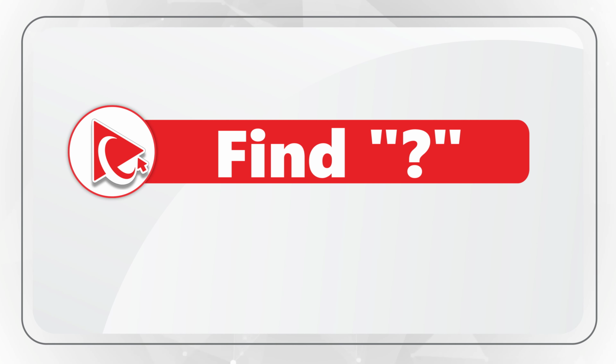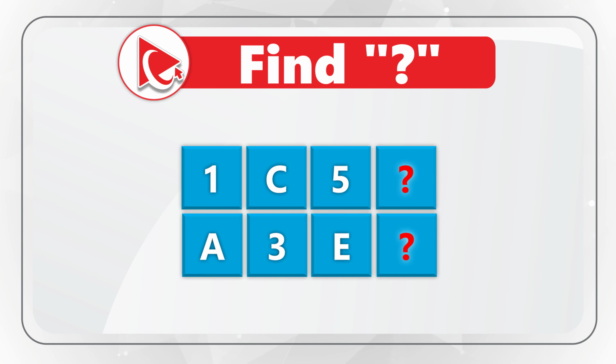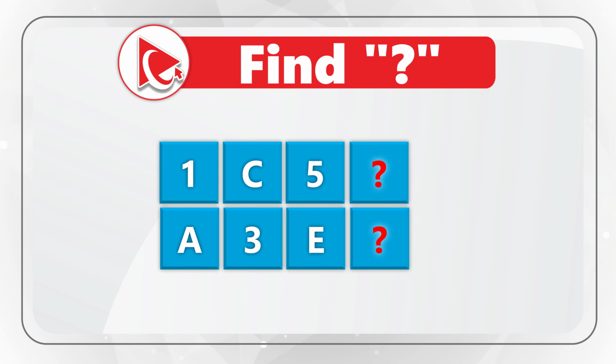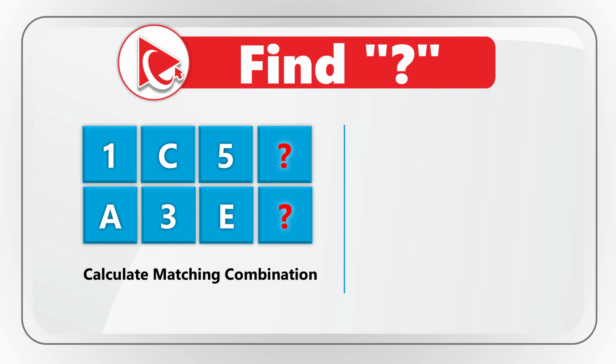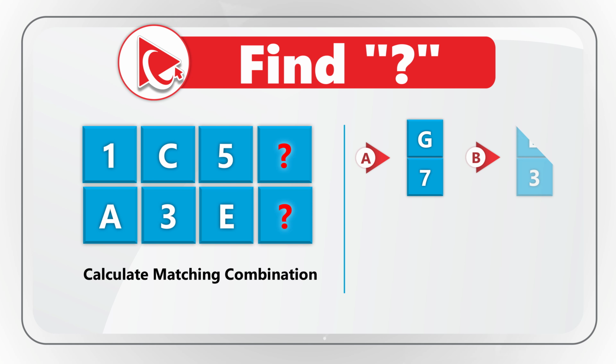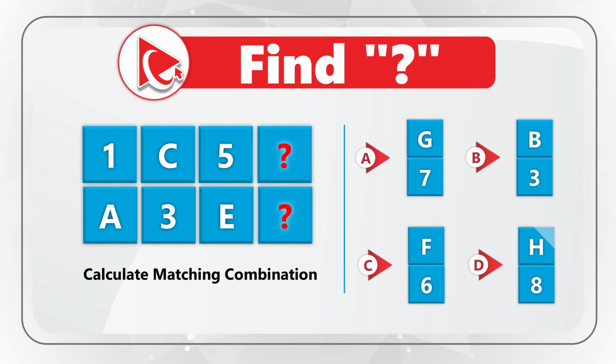You're presented with 2 rows of values. The first row contains values 1, C, 5, and then comes the missing value. The second row contains values A, 3, E, and then comes the missing value. You need to select the calculated combination out of 4 different choices. Choice A, G7. Choice B, B3. Choice C, F6. And last but not least, choice D, H8.